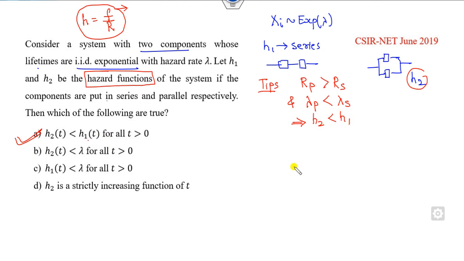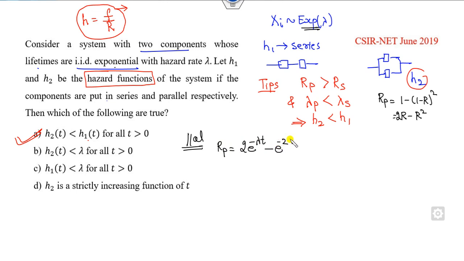Fine. Now, how can you check the others, whether they are increasing or decreasing? That's again very simple. You can try to write the expression. Firstly I can check for the parallel component. What is the reliability of the parallel? Because they are IID, it is 1 minus (1 minus R) whole square. If I open this, it is 2R minus R square. They are exponential, so what is my RP? It is 2 e raised to power minus lambda t minus e raised to power minus 2 lambda t.